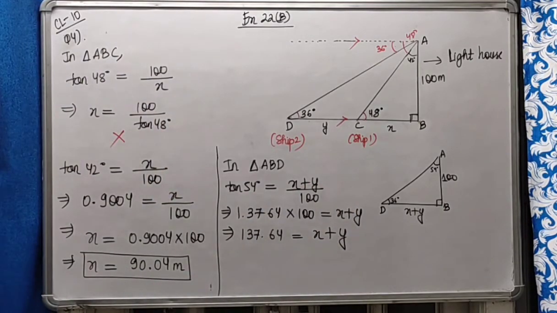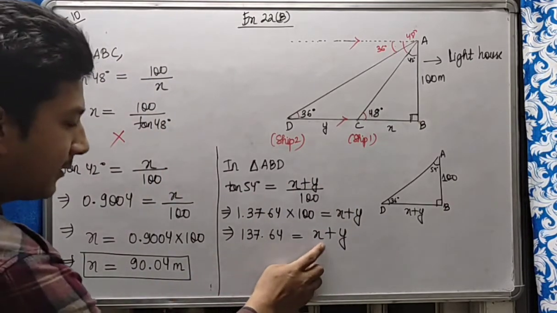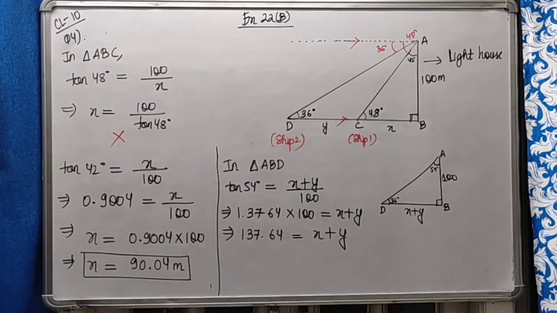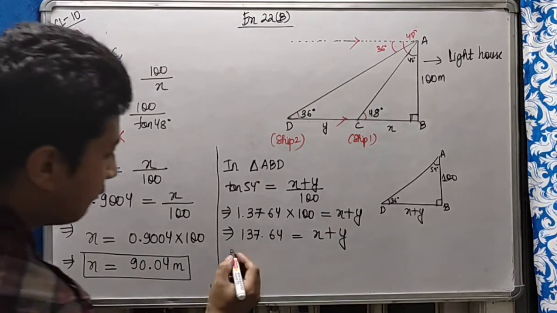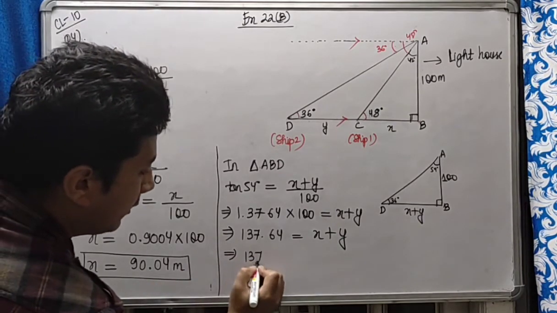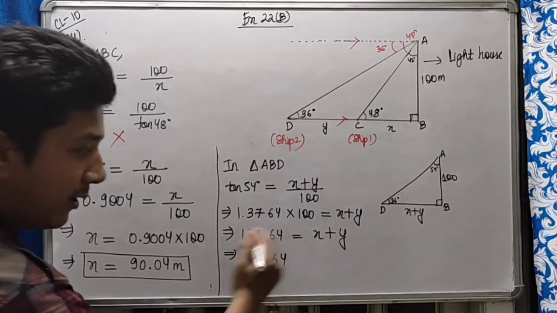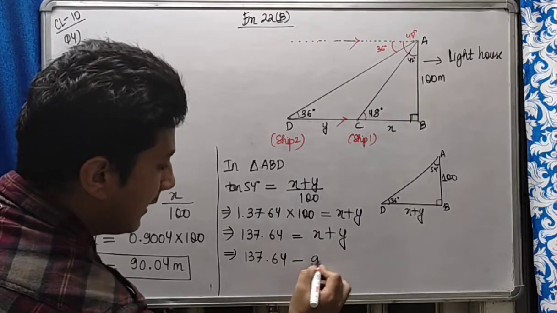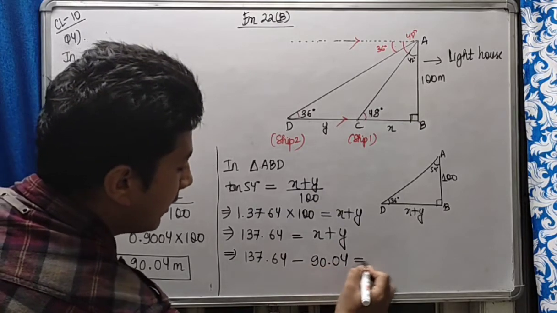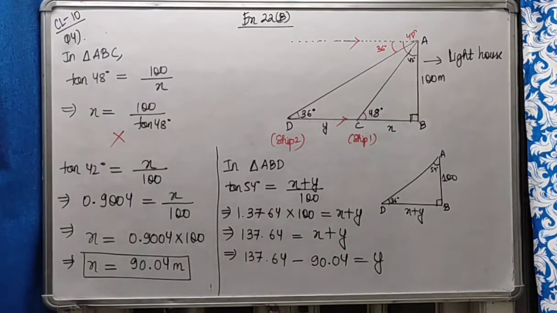Now what we know is, we know the value for x, right? What is the value for x? 90.04. So let's put the value: 137.64, the value for x is 90.04, bring this side, so minus 90.04, and this will give us the value of y. So let us calculate, how much we'll get. Your subtraction will be 47.60.